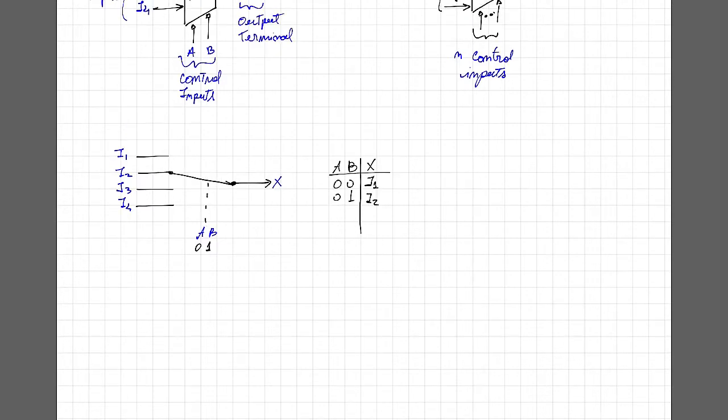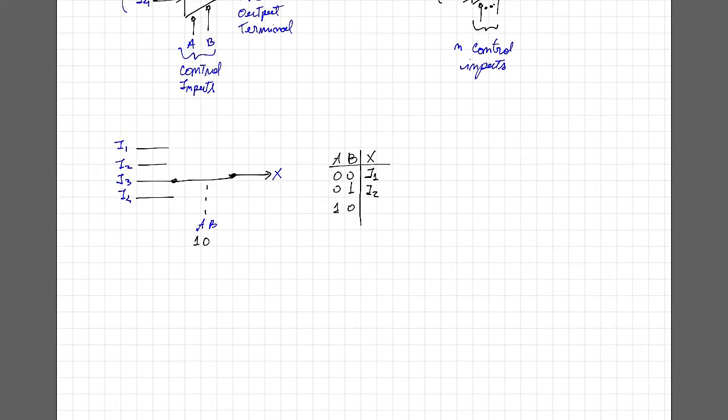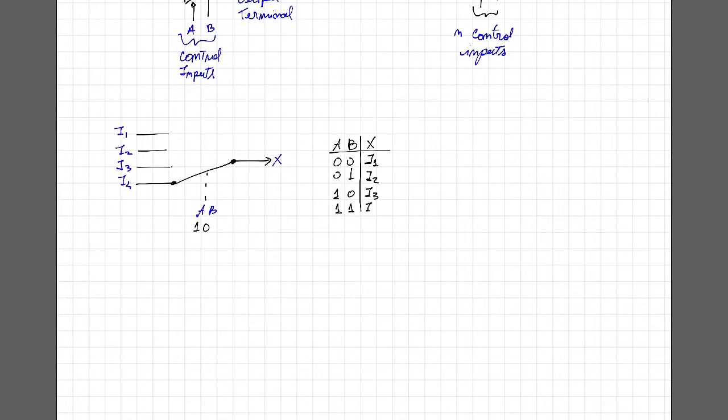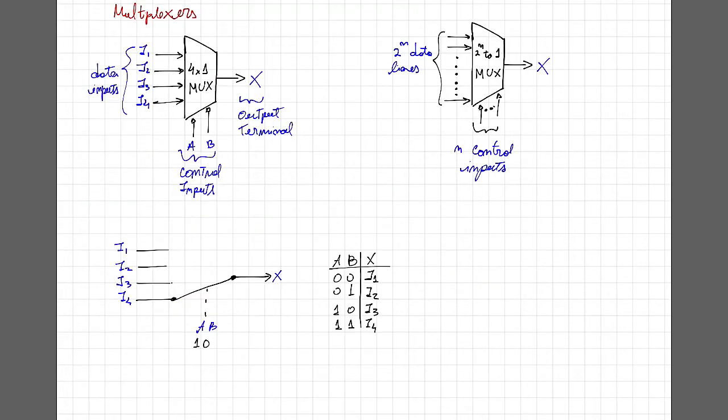And for A equal to 1 and B equal to 0, we have our output X connected to I3. And the last, which is for A equal to 1 and B equal to 1, we have our output X connected to I4. Okay, now that we have the truth table for the multiplexer, let's see what exists inside of it.